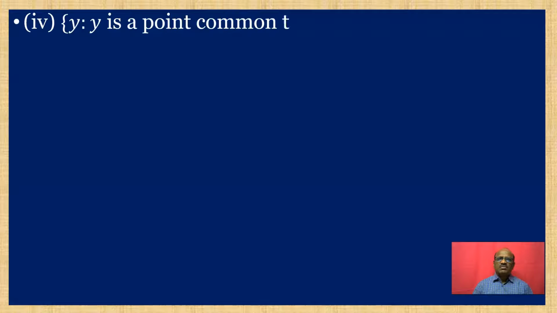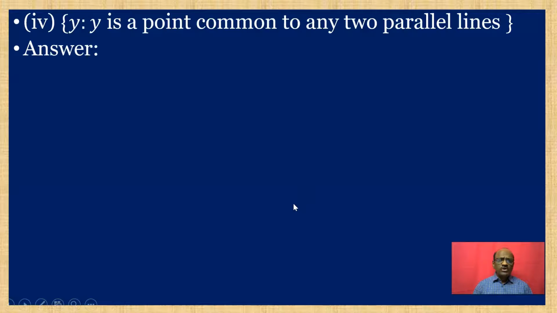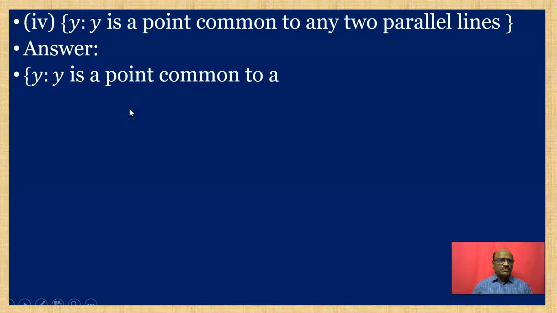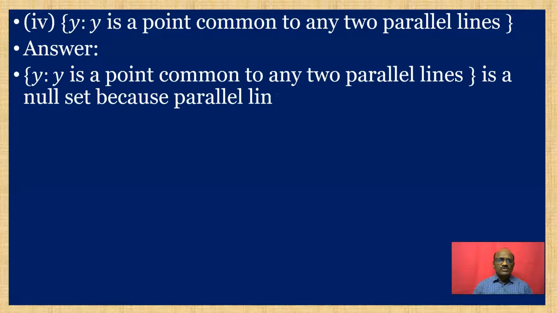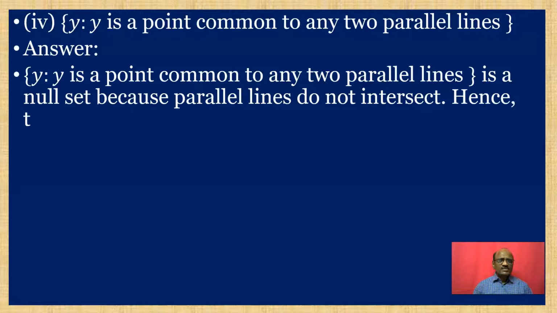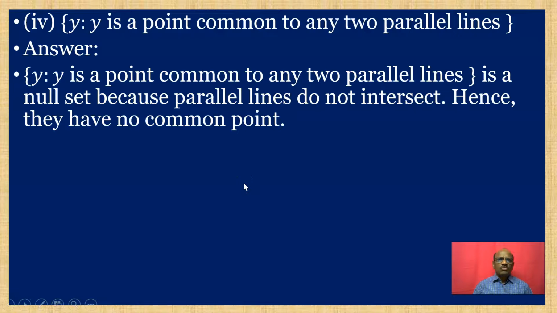Y is such that y is a point common to any two parallel lines. There is no point common to parallel lines because they never intersect. Y is a point common to any two parallel lines is a null set because parallel lines do not intersect. Hence, they have no common point.